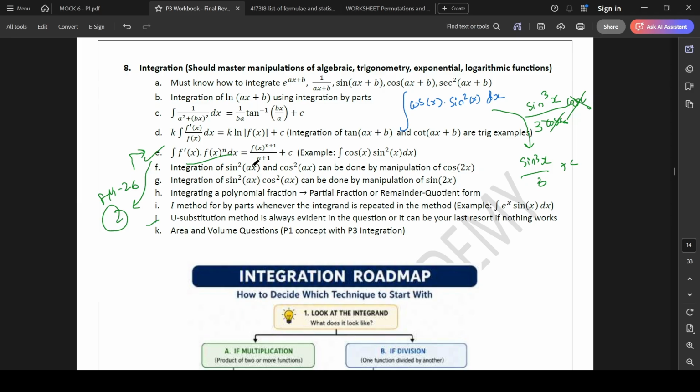So I hope this is clear to you, how to use f dash x into f of x, or let's say even this kind of a function where you're not having a power. When you are going to integrate this kind of term and in the denominator you're getting a variable, the variables can simply get cancelled out if it is also present in the numerator inside the integrand.